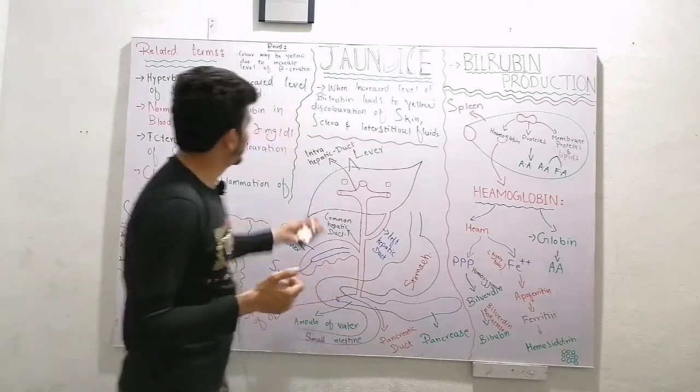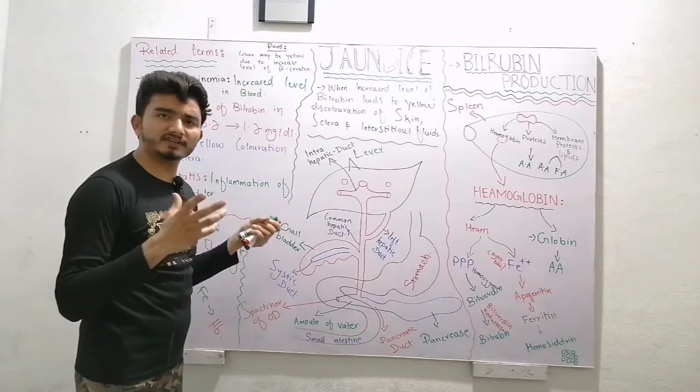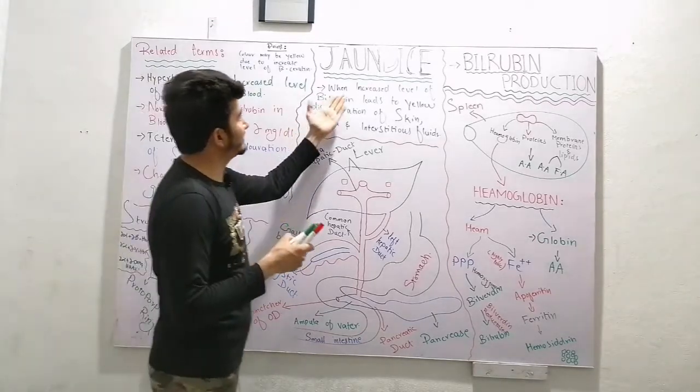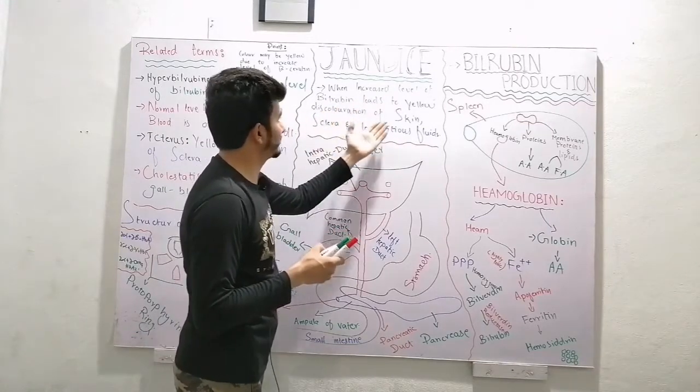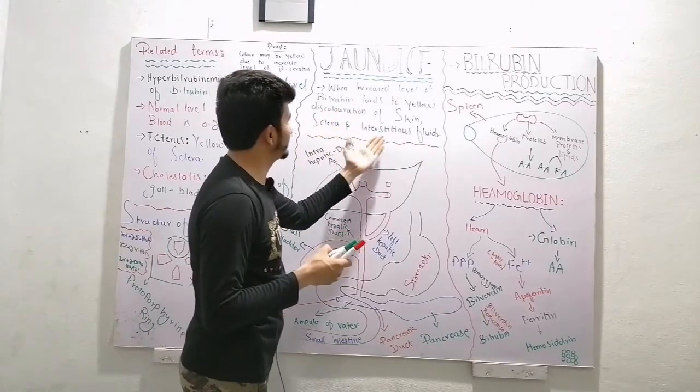So have a look at jaundice. What is jaundice? When an increased level of bilirubin leads to yellow discoloration of the skin, sclera and interstitial fluid.